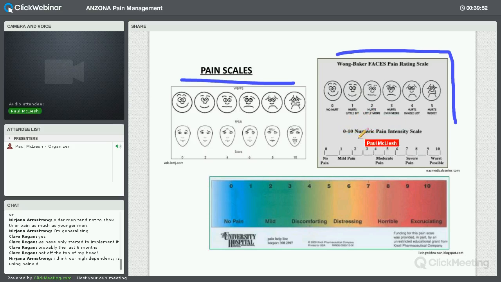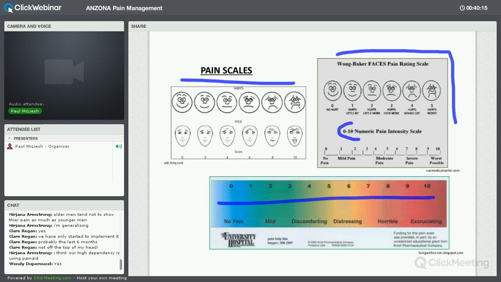Obviously, this is the most common one. We're used to the 0 to 10. And this is a little bit of a different version here with the different colours going from a nice calm blue colour to a nasty red colour with lots and lots of pain. So there's a few of those scales in existence. Has anyone used the Wong-Baker Faces scale? It's probably generally only if you've worked with kids, I suspect. Oh, Wendy has, yeah. Was that with kids, Wendy?